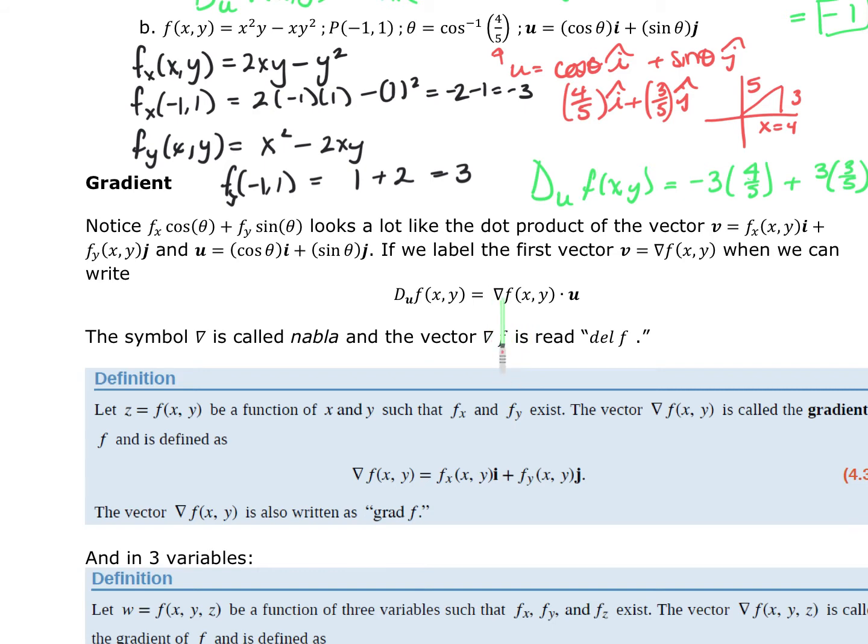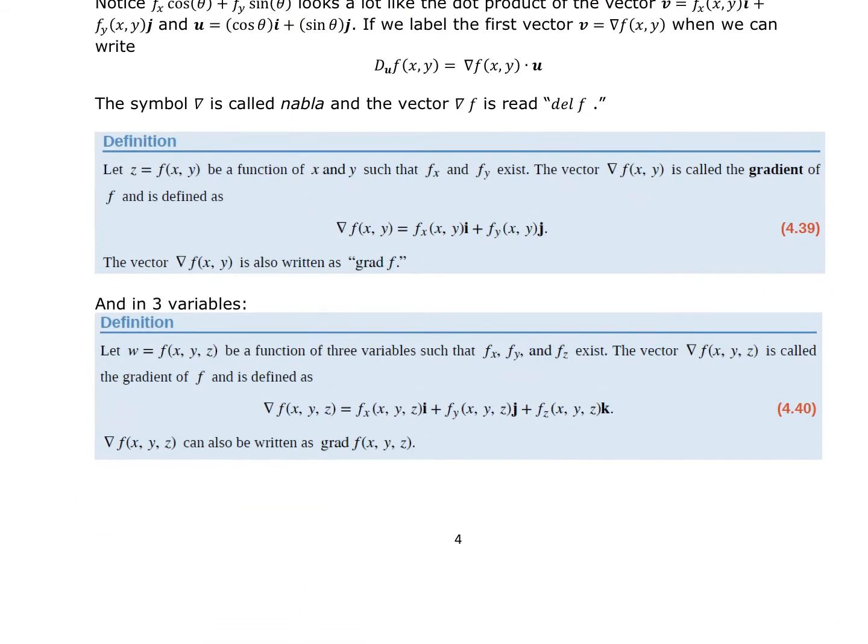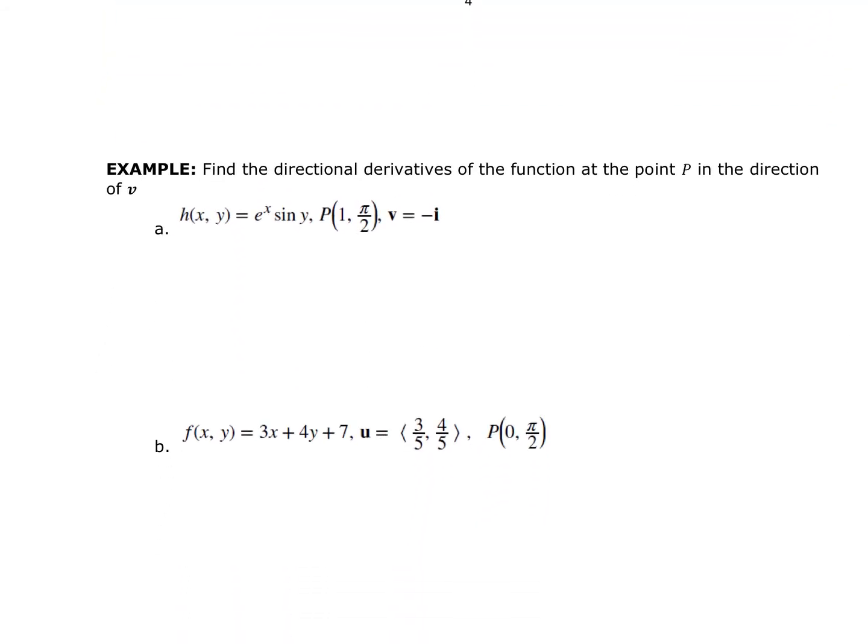And this little upside down triangle is called the nabla, and the nabla of f is read as del f. So this upside down thing is the del f, and we're going to call this the gradient. So here's this new word, gradient. And here it is in 2 space, and here it is in 3 space. So if I'm asked to find the directional derivative of the function at the point in the direction of v, then I can do it by just finding the dot product of my gradient and my vector.